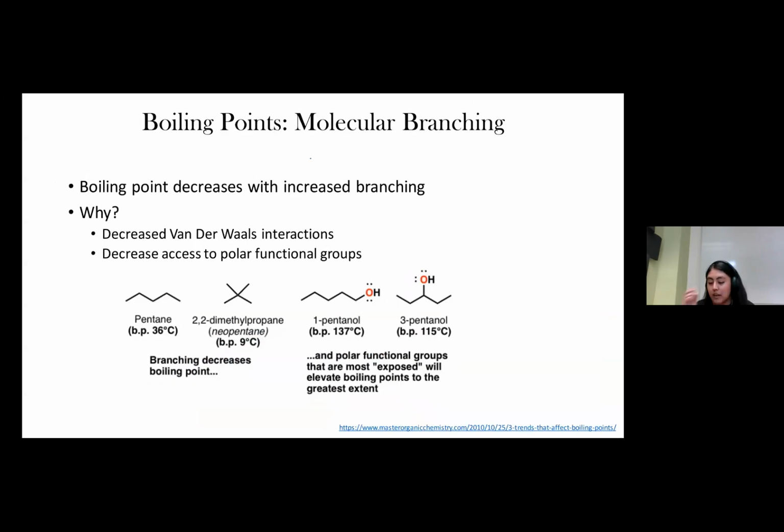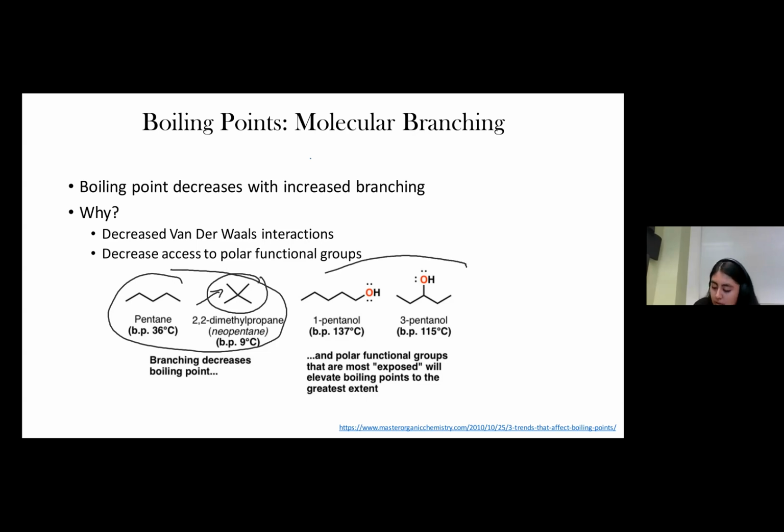Last but not least, molecular branching. So boiling point decreases with increasing branches. What that means is, for instance, in this example right here, if we compare these two, this one right here has more branching, right? And the reason that boiling point decreases with branching is because there's decreased surface area, so decreased possibility for van der Waals interactions.